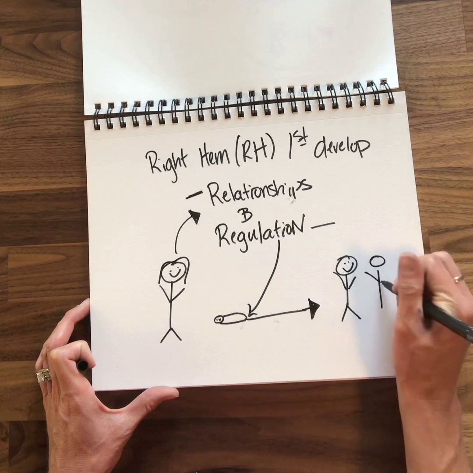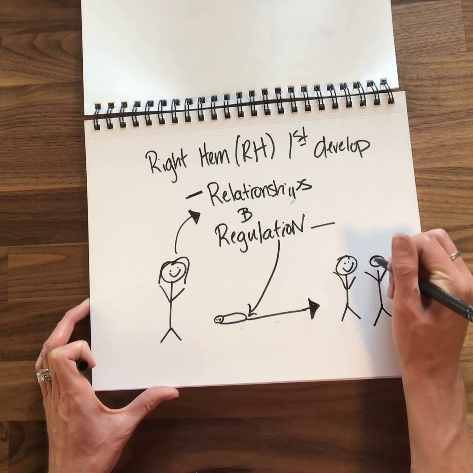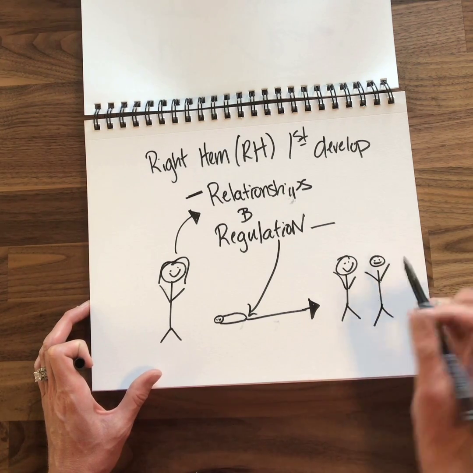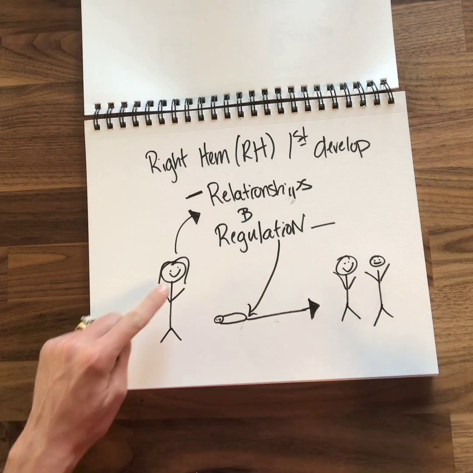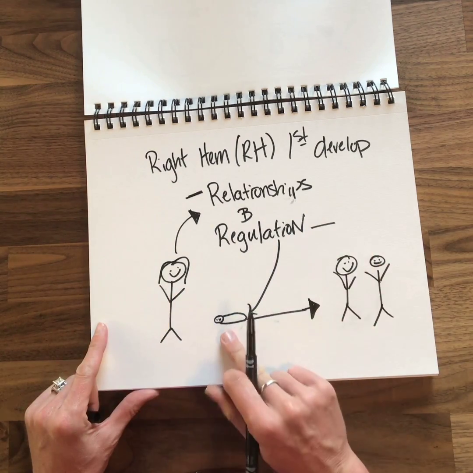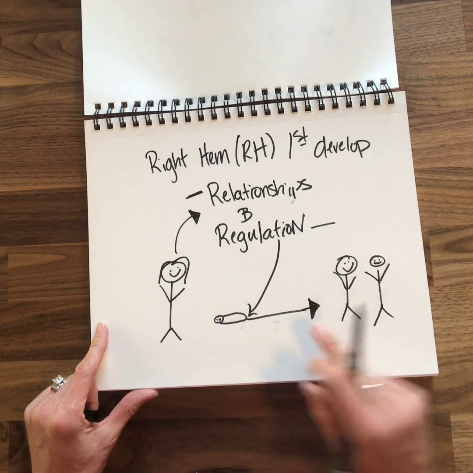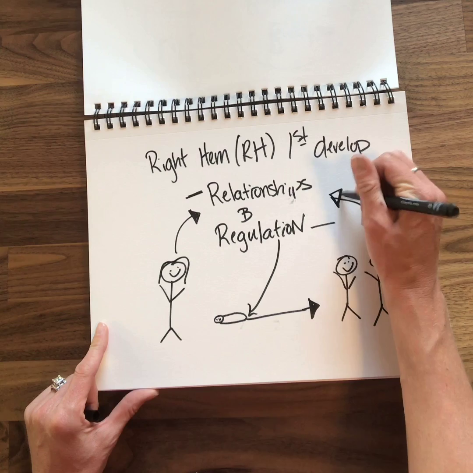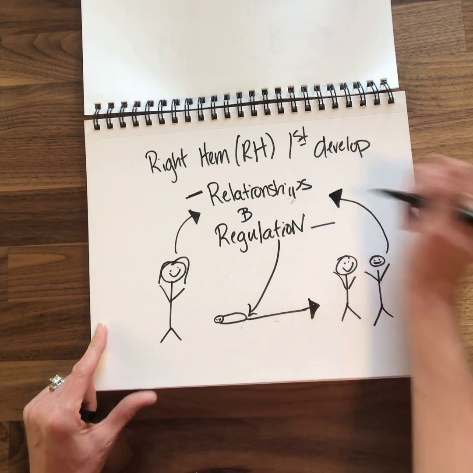Let's draw another human, right? Relationships to others and emotion regulation. So if mom has the ability to have regulation in relationships to baby, baby then grows up to have the ability to have relationships and regulation to themselves and others.